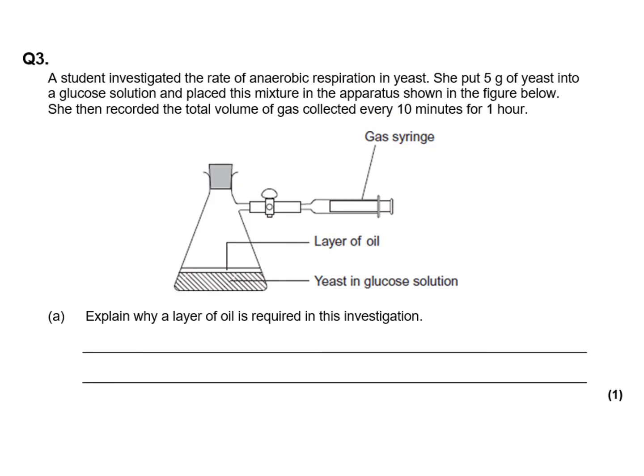So a student investigated the rate of anaerobic respiration in yeast. Now we know yeast are unicellular organisms. That means each organism is made of a single cell, but they are eukaryotic. So a yeast cell will have a nucleus with linear DNA. It will have other organelles, including mitochondria. However, we know that yeast cells, in the absence of oxygen, can undergo anaerobic respiration. Now, this will involve glycolysis in the cytoplasm of the yeast cell. So the starting molecule will be glucose, and that will undergo glycolysis, and that will make pyruvate.